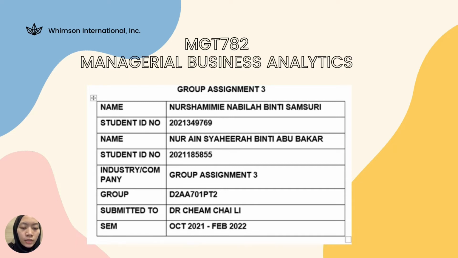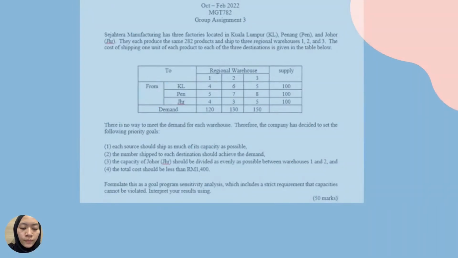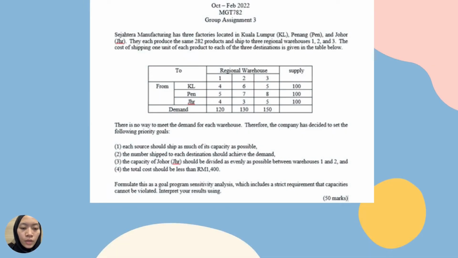Okay, let's go to the question. This question is about goal programming. The question is to formulate this as a goal program with sensitivity analysis, which includes a strict requirement that capacities cannot be violated, and interpret your result.